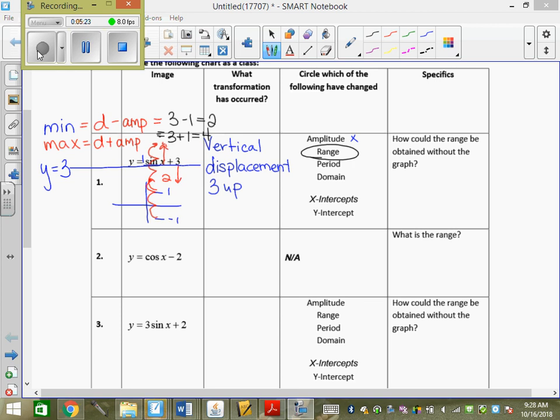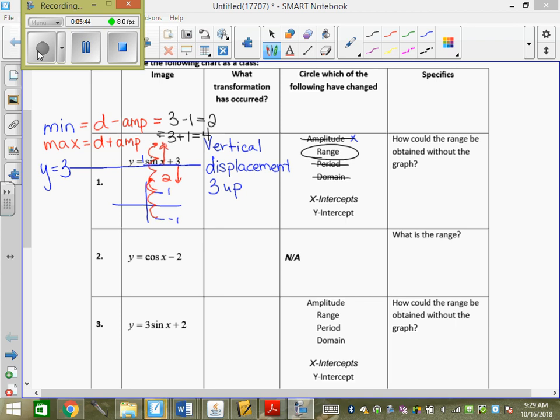Does the period of this graph change? The period is changed by what? Horizontal stretch, and there isn't one. Is my domain changed? No, because the domain is x is an element of the reals. Do my x-intercepts change if I move the graph up?